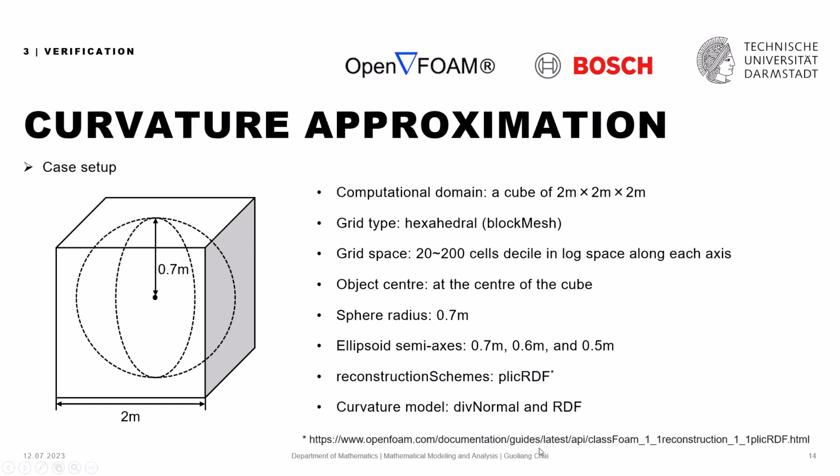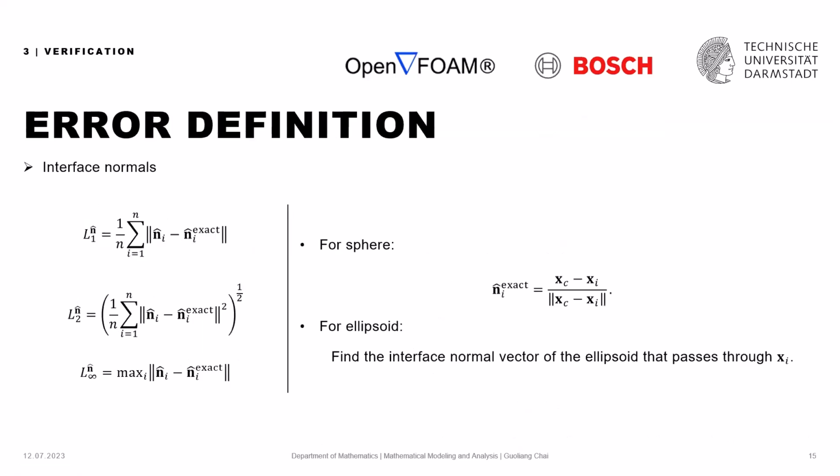And we use the reconstruction scheme as we use a plate RDF. So I don't know if any of you like using this. It's the ESO vector invented by Johan. I think he should also attend this workshop. And we compare our normal curvature model with the RDF one that I mentioned before. The RDF curvature model, not the signed distance, but the curvature model.